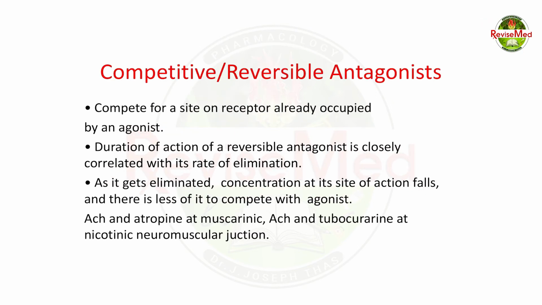What are competitive or reversible antagonists? These antagonists compete for a site on the receptor already occupied by an agonist. Duration of action of a reversible antagonist is closely correlated with its rate of elimination. As it gets eliminated, concentration at its site of action falls and there is less of it to compete with the agonist. Acetylcholine and atropine at muscarinic, and acetylcholine and tubocurarine at nicotinic neuromuscular junctions will be examples.